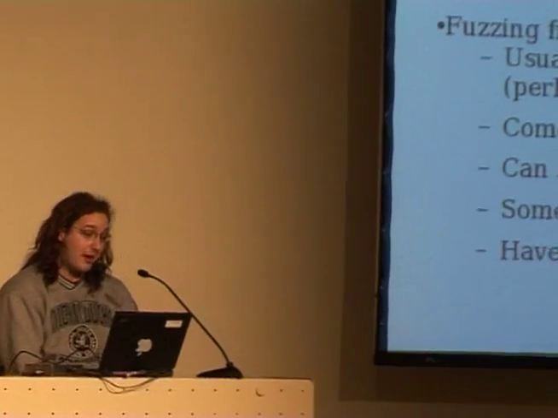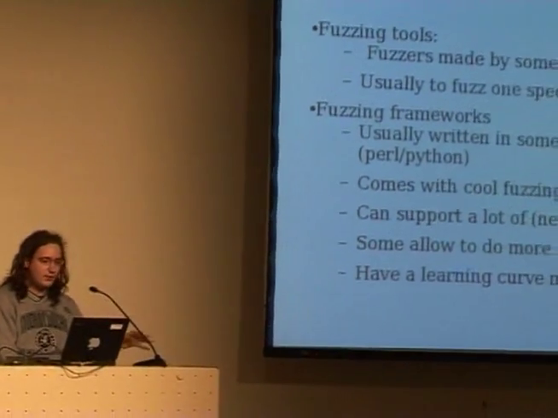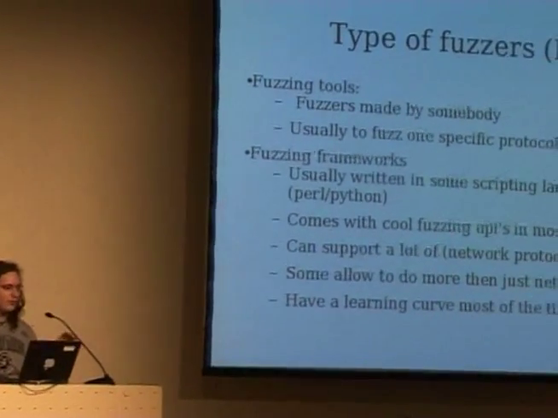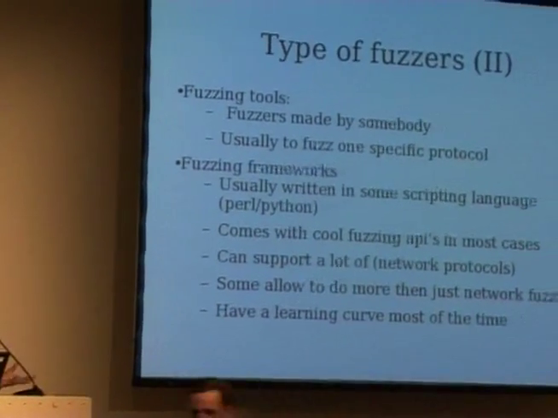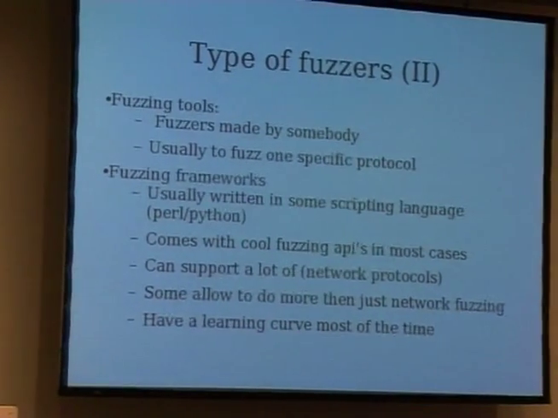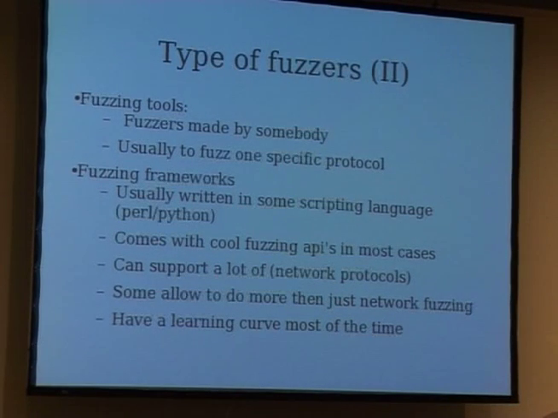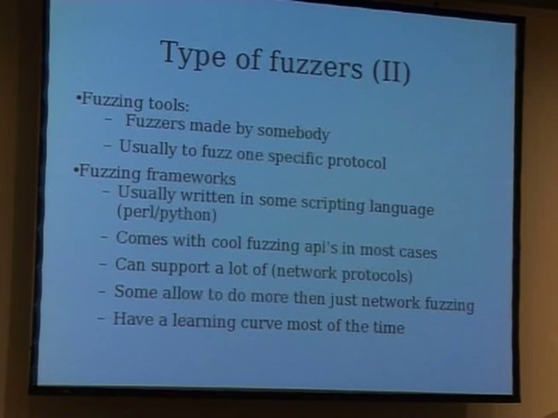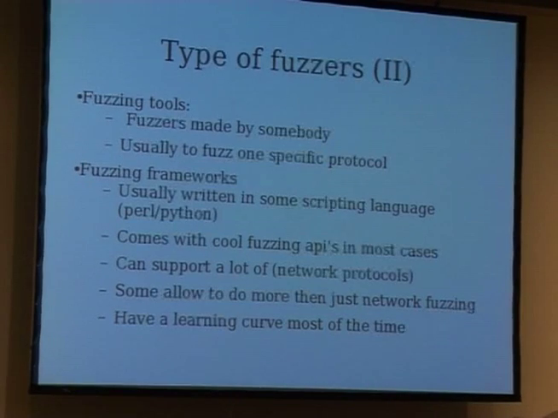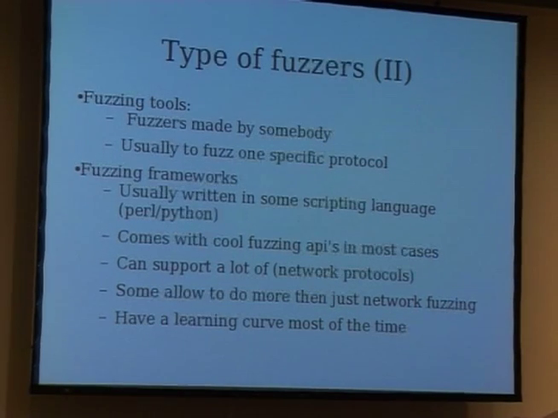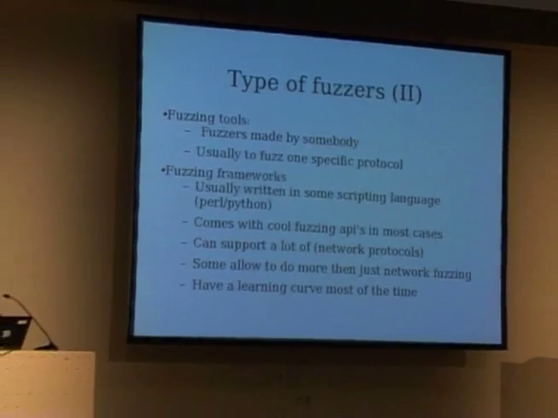Right, so more specifically, the tools that you'll want to use for fuzzing. Fuzzers are made by people, obviously. The first one is fuzzing tools. They'll fuzz one particular protocol or one particular file, or maybe something that very narrowly fuzzes one particular system call, something like that. The other one is fuzzing frameworks, and those are more interesting because they're usually written in some kind of scripting language, and they don't fuzz on their own, but they give you very, very useful APIs to fuzz stuff.